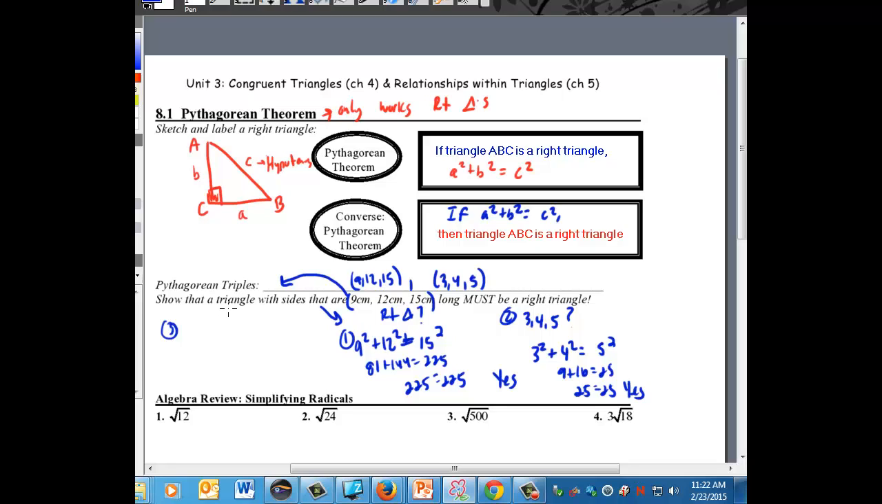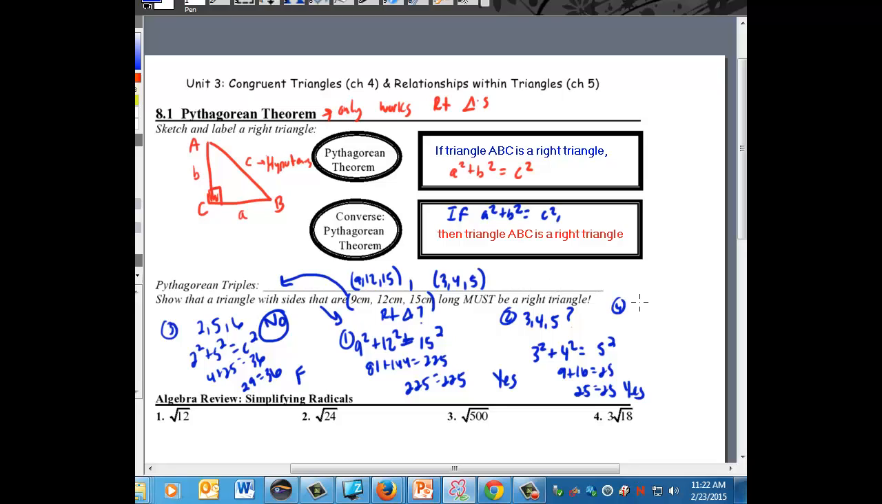All right, three numbers. Let's try 2, 5, and 6. So I get 2 squared plus 5 squared has to equal 6 squared. 4 plus 25 equals 36. 29 equals 36. This is false. So this is going to be a no. This does not create a right triangle, and it is not considered a Pythagorean triple.